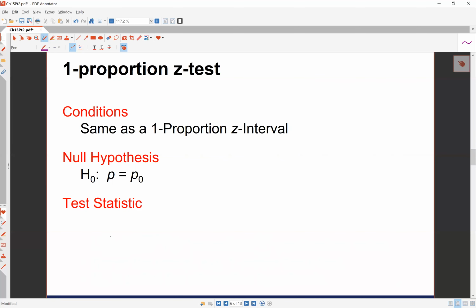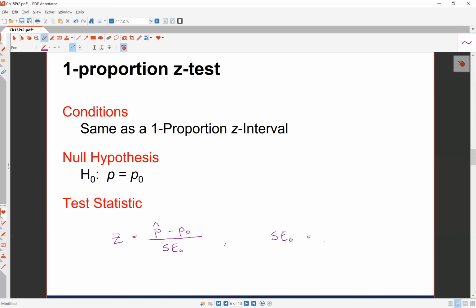And for the one proportion z-test, your test statistic is going to be p hat, remember that's your sample proportion, minus p0, that's the value under the null hypothesis. And then we always divide by a standard error, and in this case I'm denoting it SE with a subscript 0, because this is calculated specifically for this hypothesis testing problem.